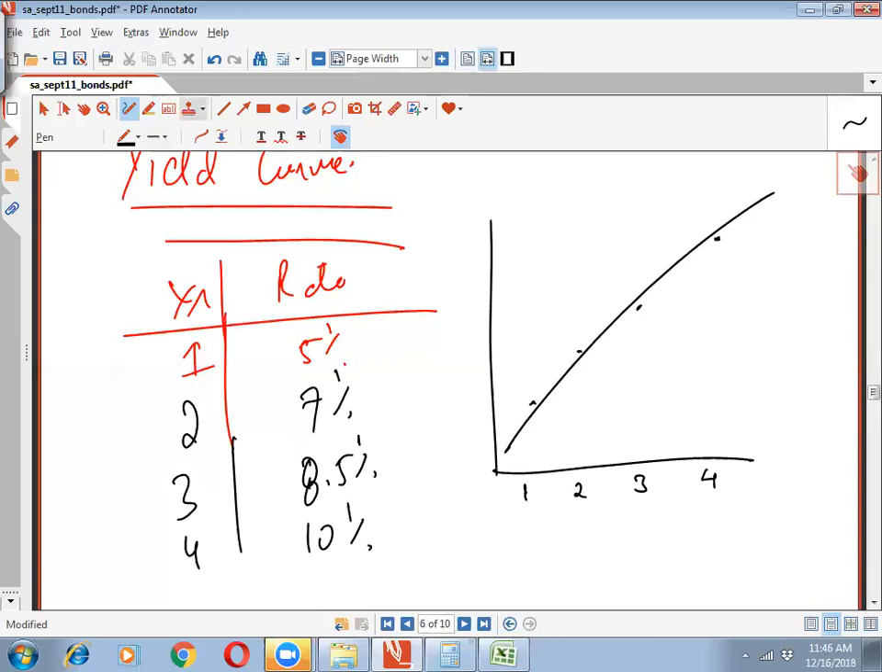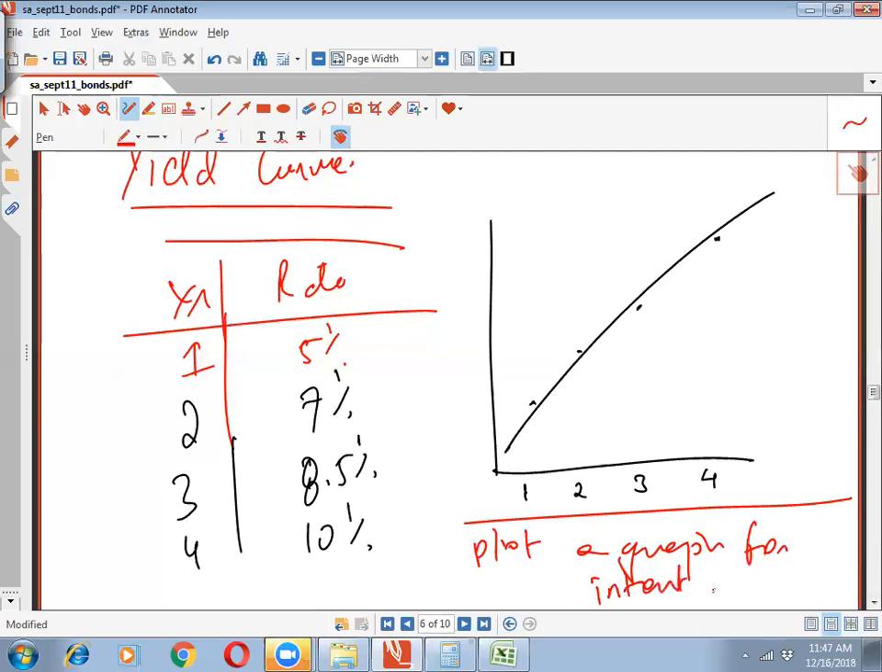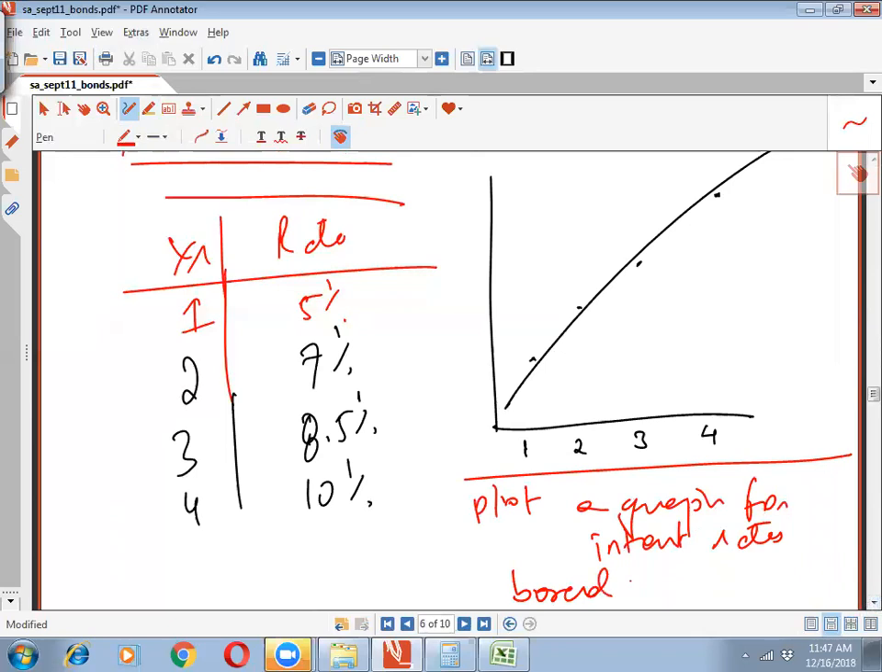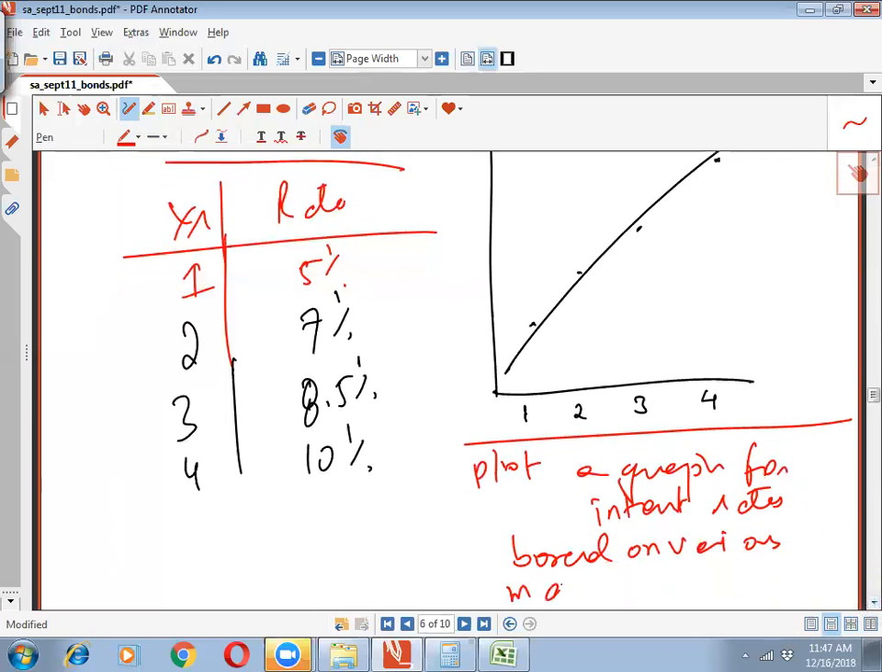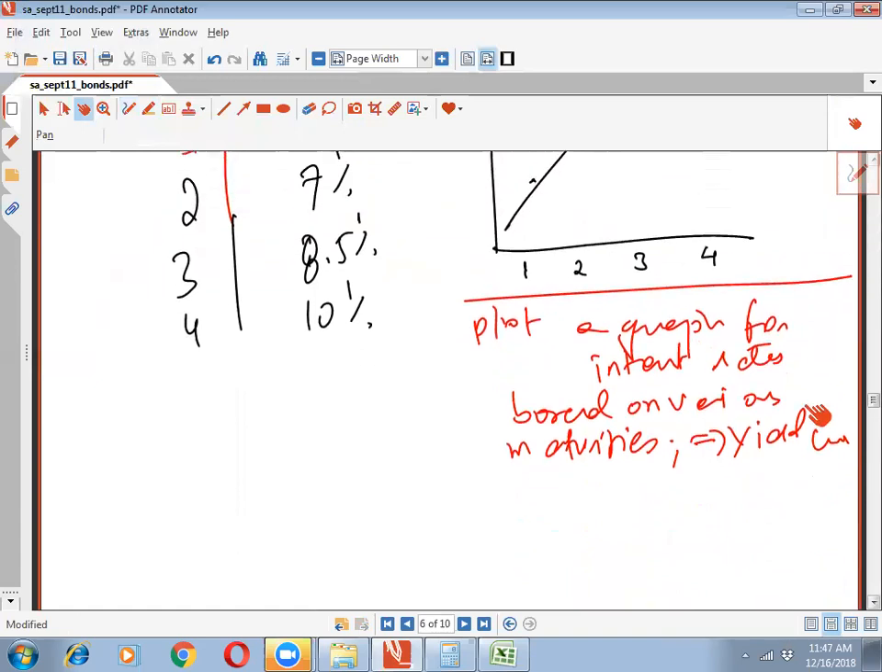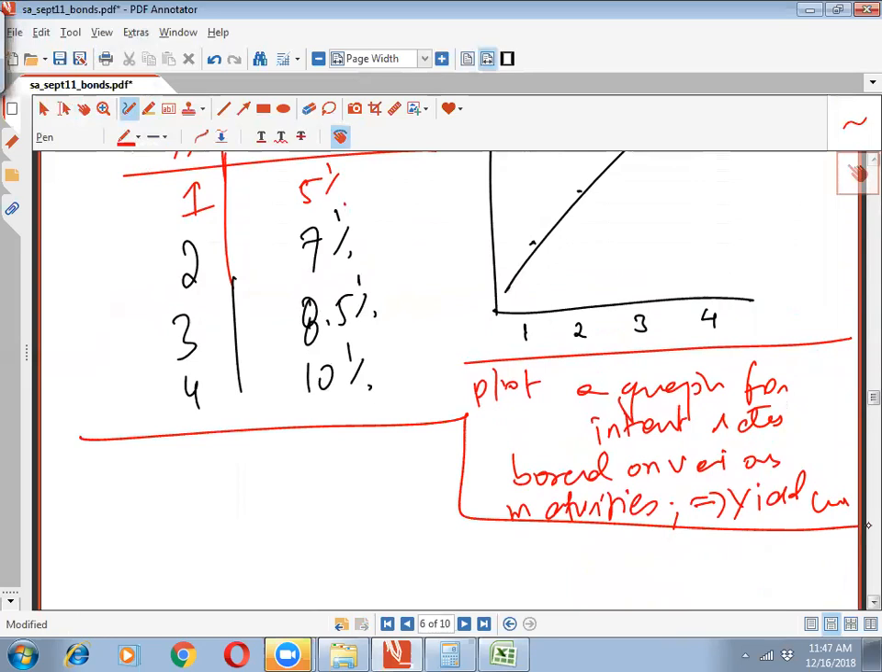So what exactly is the concept of yield curve? When we talk about the yield curve, it means that if you plot a graph for interest rates based on various maturities, then the curve that you get is called the yield curve.